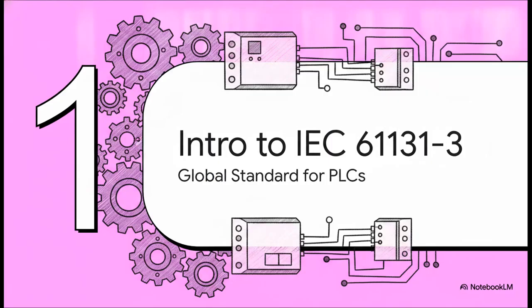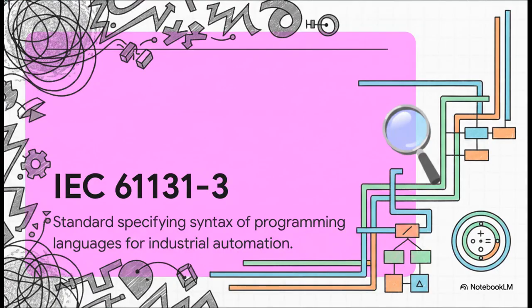Section 1. Introduction to the IEC 61131-3 standard, the global standard for PLCs. Imagine walking onto a factory floor where every single machine speaks a completely different language. Total chaos, right? Well, that was exactly what the automation landscape looked like before this standard came along.